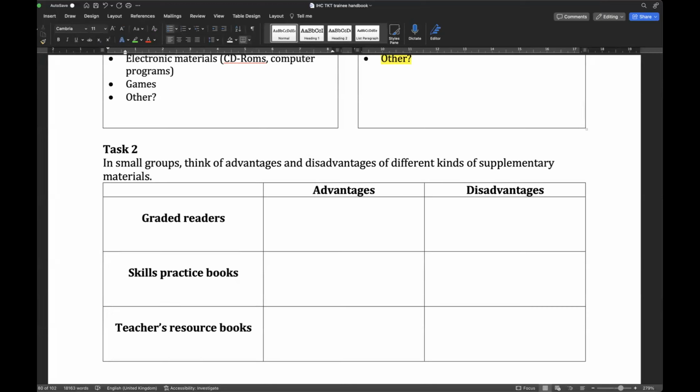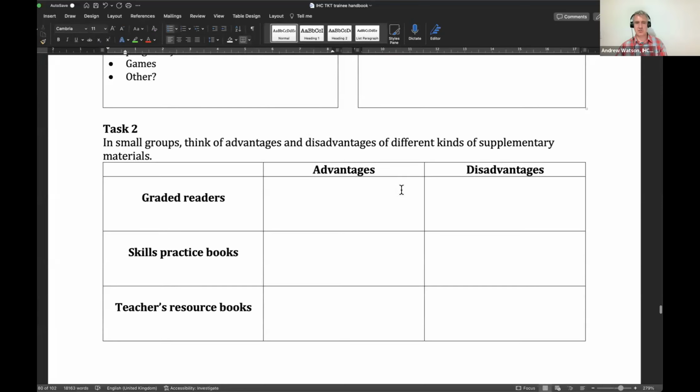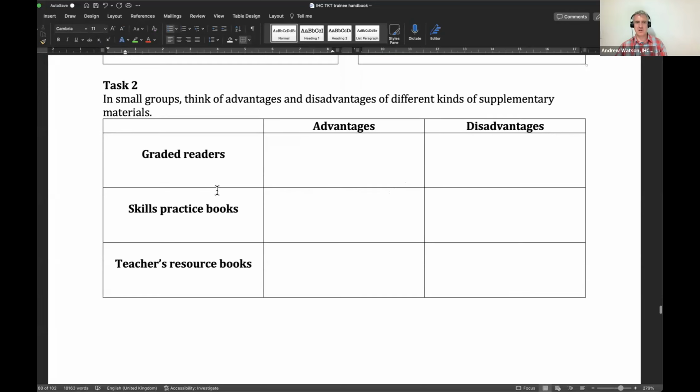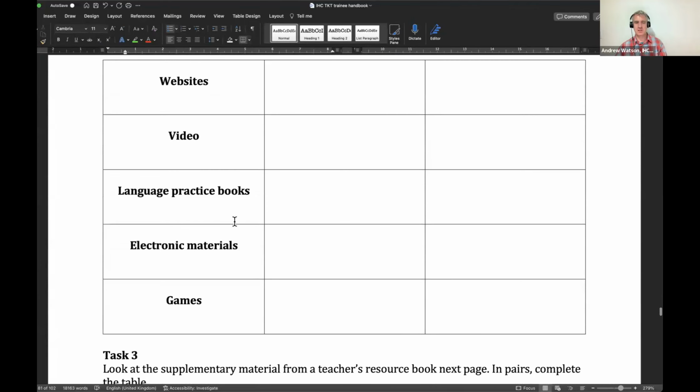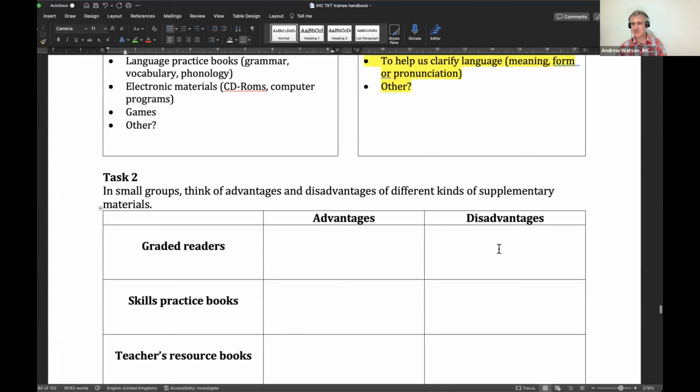Yes. Paula, which would you prefer to do? Advantages or disadvantages? Advantages. Okay, so could you think of all the advantages for graded readers, skills practice, teachers' resource books, websites, video, language practice, electronic materials, and games? And Christian, could you think of the disadvantages? Okay, I'll give you about 4 minutes. See how you get on. Yeah, you can write your answers in your handbook. And then I've got some suggested answers I can give you at the end, yeah?